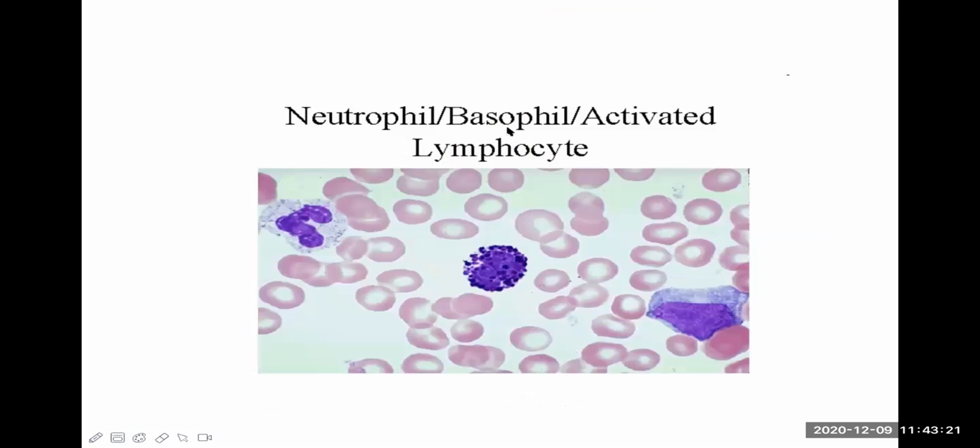Now these are neutrophil, basophil, and activated lymphocyte. You can see here, this is neutrophil. There's no doubt about it. This is a typical basophil, and this is the activated lymphocyte. When a lymphocyte is activated, it changes its shape. It is no more a rounded one. That's why it is shown like this. Sometimes it may be confused with monocyte. I accept you may have a little bit of confusion, but if there is confusion, a good student will use some other way to differentiate them.